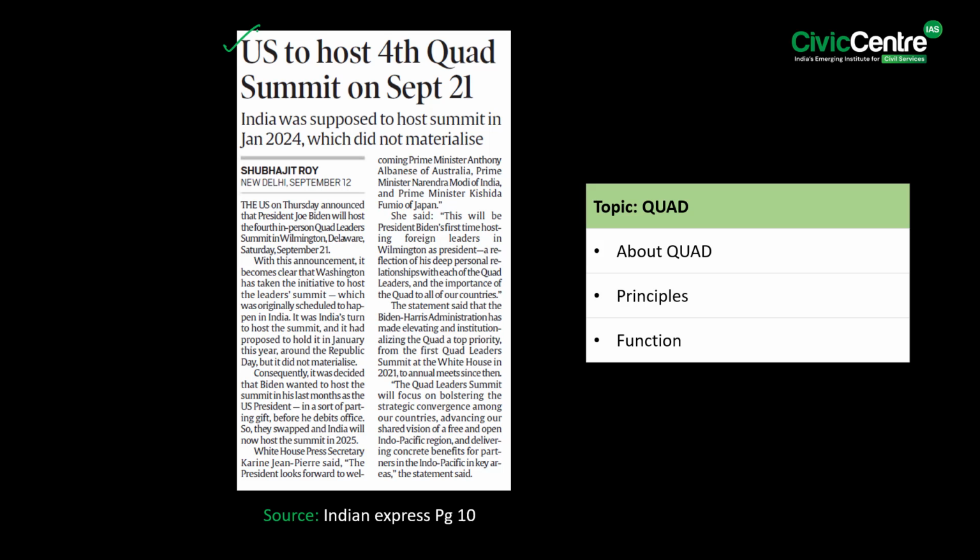With this announcement, it becomes clear that Washington has taken the initiative to host the Leader Summit, which was originally scheduled to happen in India. Actually, it was India's turn to host the summit, and it had proposed to hold it in January this year, around Republic Day, but it did not materialize. In this context, let's talk about the Quad.